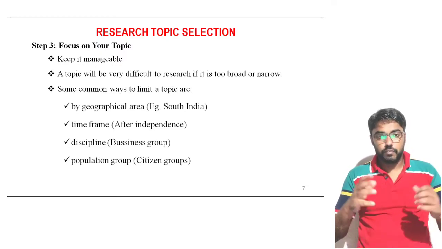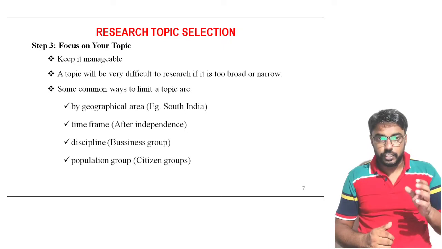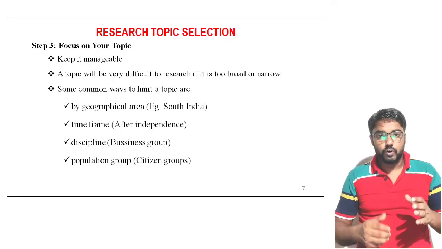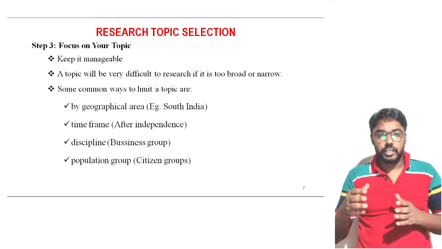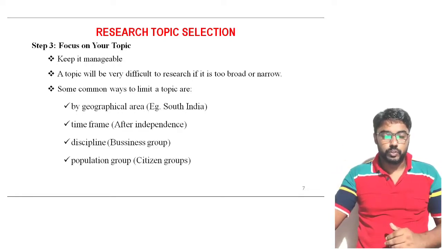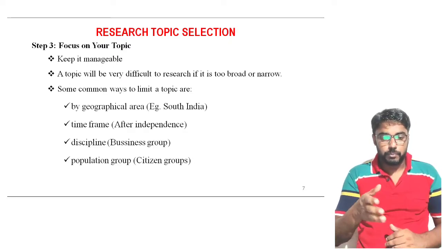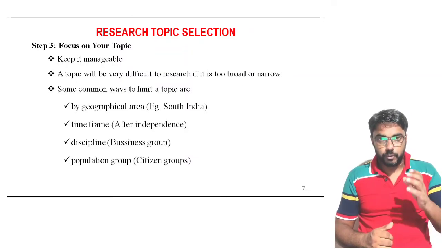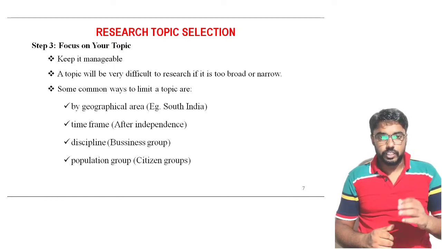Another way to manage our research topic is to study a population group. We can make age groups, like 0 to 1 year, 1 to 10, 10 to 20, 20 to 40, and so on. For example, there is the senior citizen group you can take. That way we can manage our research topic and then make focus on our topic. This is the third step.